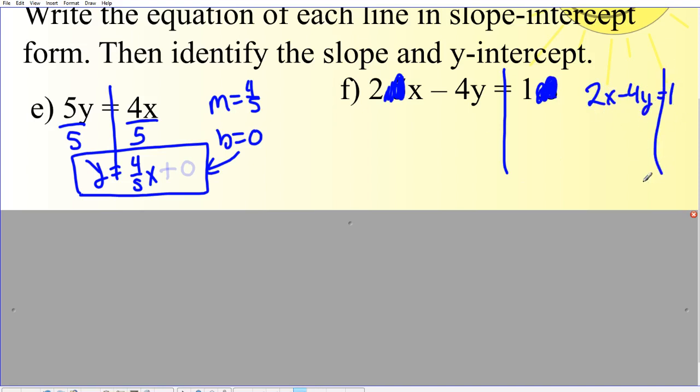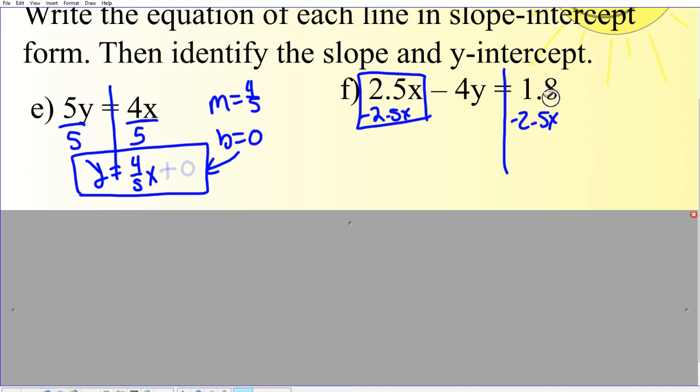Well, you'd subtract 2x on both sides. Yeah, that's what we're going to do. Even though it's 2.5x, I'm still going to subtract it on both sides to cancel it out. Now, I cannot actually subtract that. This is 2.5x, and this one has an x. This one does not. So since I can't subtract them, I'm just going to bring them both down.